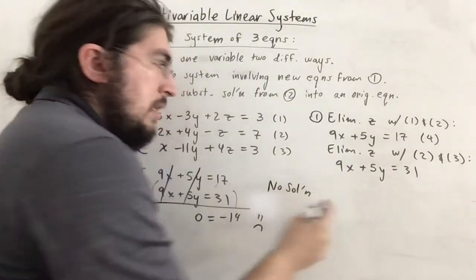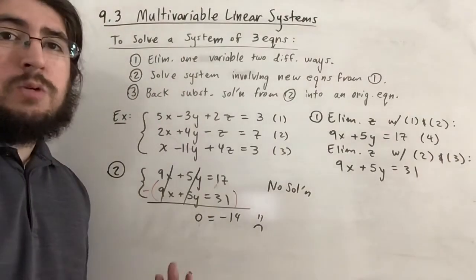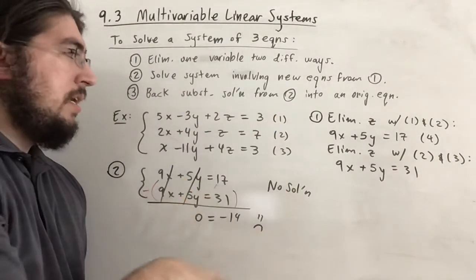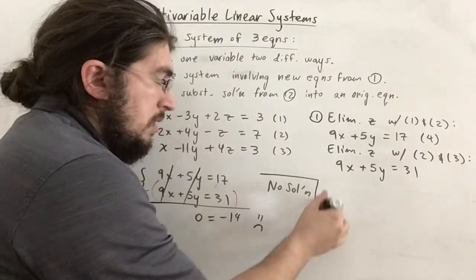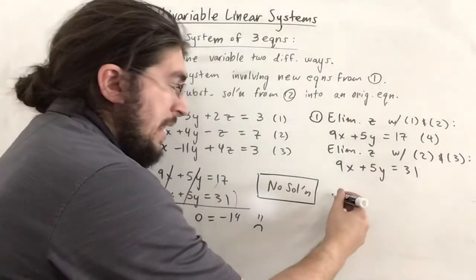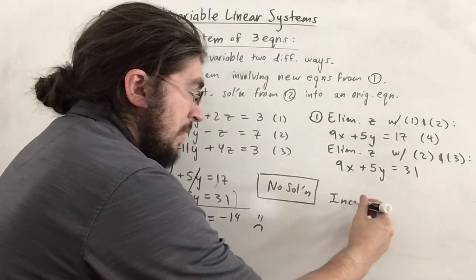If there's no solution to this system, then that means there's no x and y's that satisfy these. Moreover, there's no x and y that satisfy these. So there's actually no solution to this at all, making it an inconsistent system.